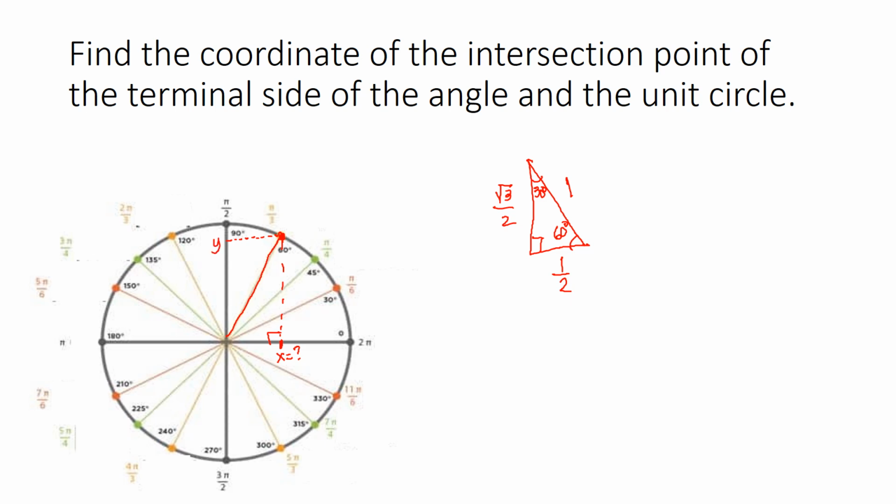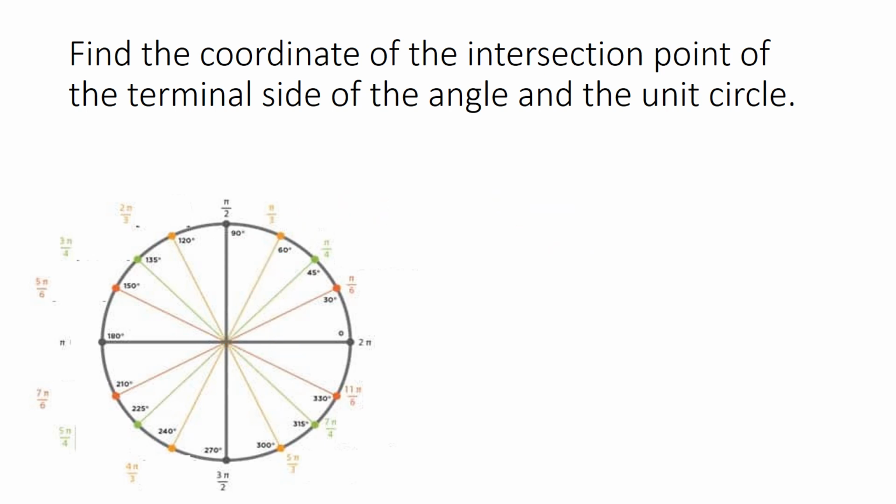So going back to our triangle, this is 60 degrees, and of course this one is at 30 degrees. Going back to the triangle, opposite 60 degrees is square root of 3 over 2, while opposite 30 degrees is 1/2. So from 0 to this x here, we have the value 1/2, and from 0 to the y here, that is square root of 3 over 2.